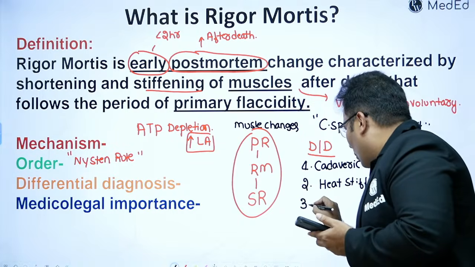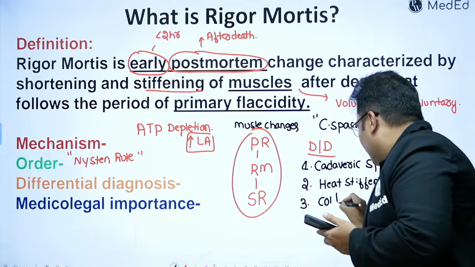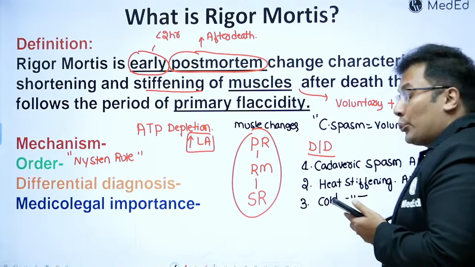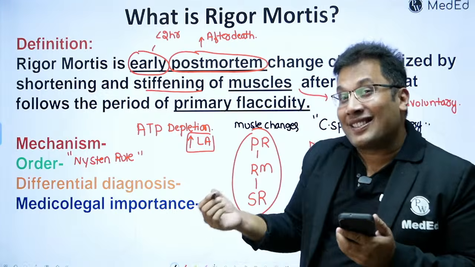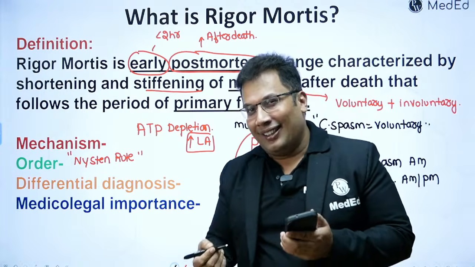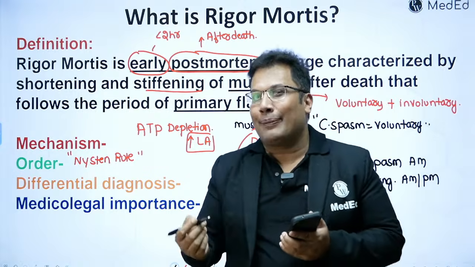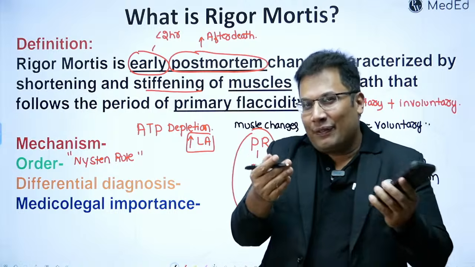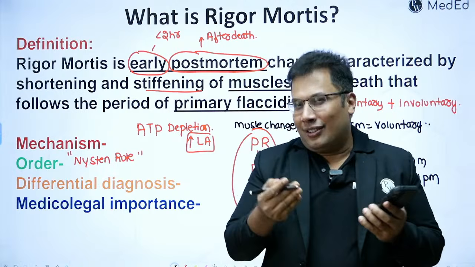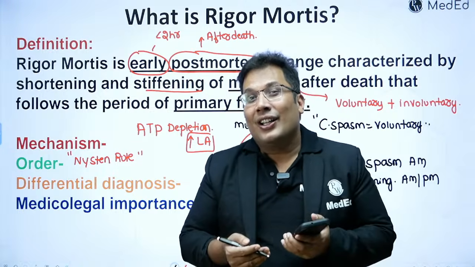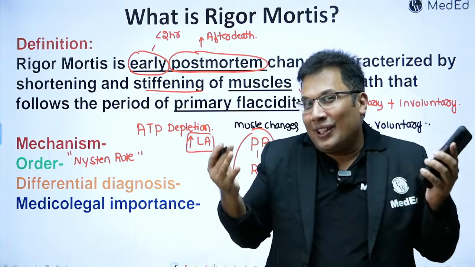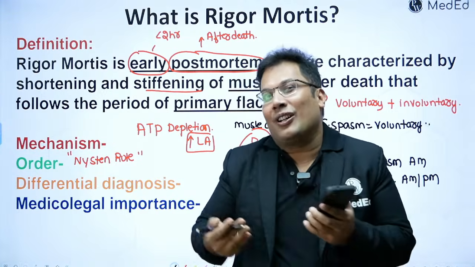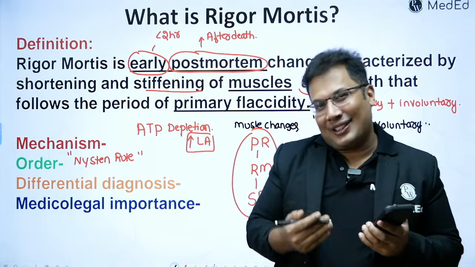Then we have one more known as cold stiffening. When the body is exposed to extreme cold, especially in a freezer compartment, as in forensic medicine we keep dead bodies in the freezer compartment, where the normal temperature is 0 degrees or less than 0 degrees. At that temperature there can be freezing of the muscle, and this freezing resembles stiffening of the muscle. So that is a differential diagnosis.